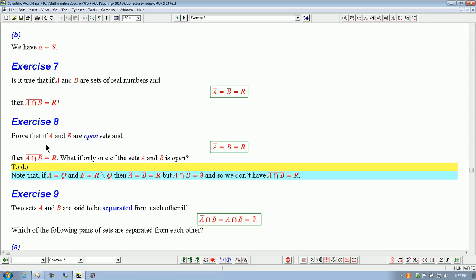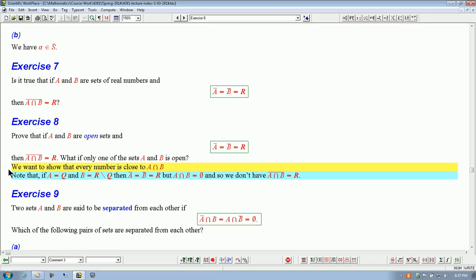But what did I say in this problem? A and B are what? Open sets. Oh, that's very special. This is how we're going to do it. I'll take out the words "to do," if you don't mind. And we want to show that every number is close to A intersection B. That's what we have to prove. See?